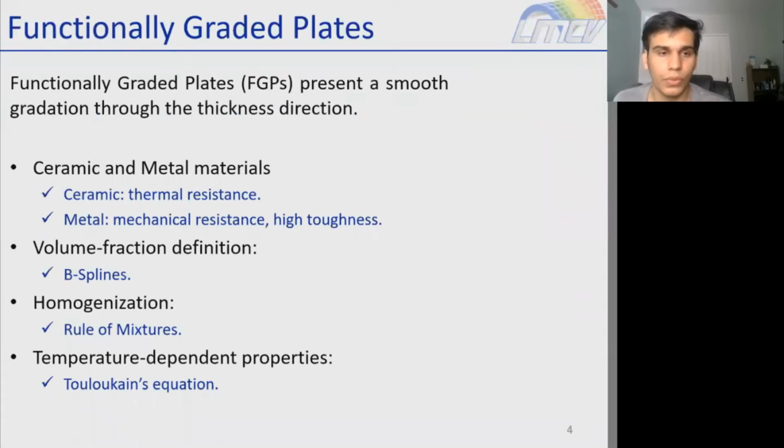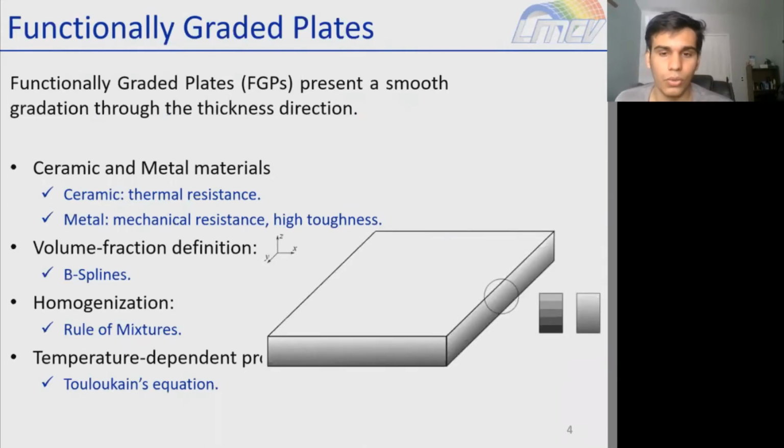We focus on functionally graded plates that present a continuous and smooth gradation through the thickness direction. We employ ceramic and metal materials that have properties we can exploit. The ceramic has a high thermal resistance and the metal has a high mechanical resistance. These splines are used to define the volume fractions, and the effective properties are computed by the rule of mixtures, and we calculate them using a reference temperature.